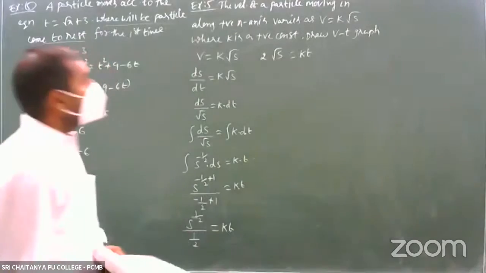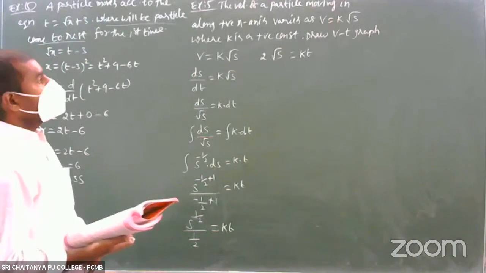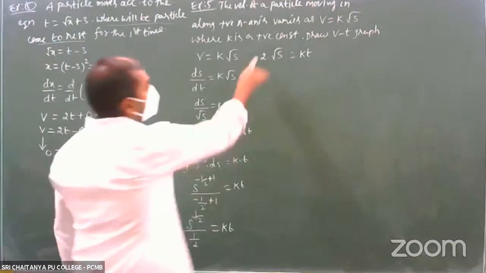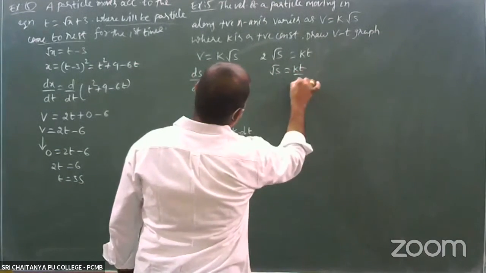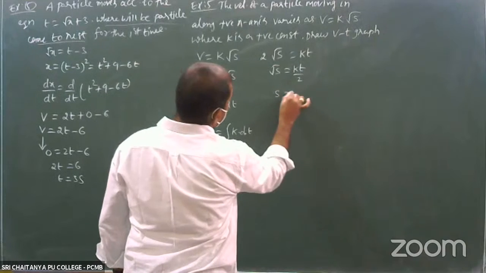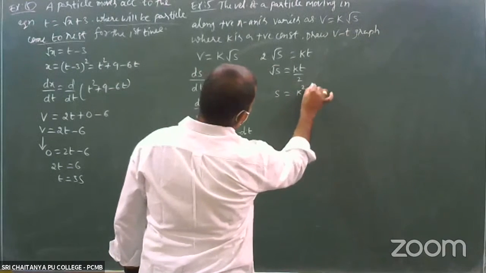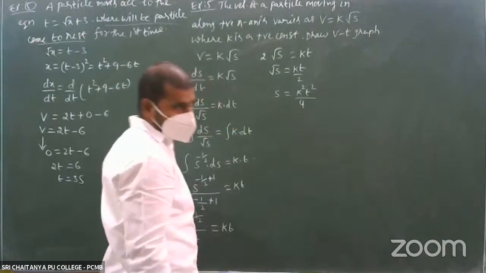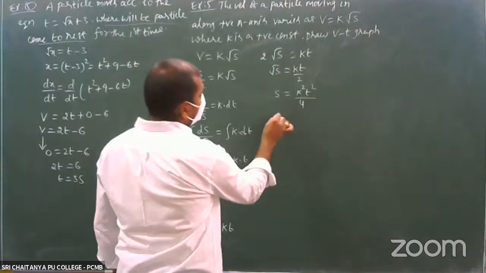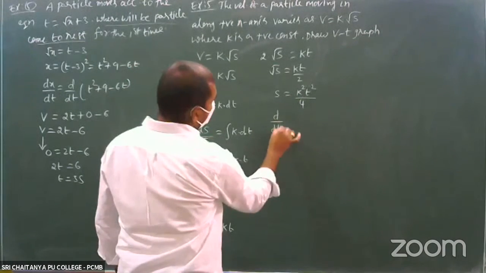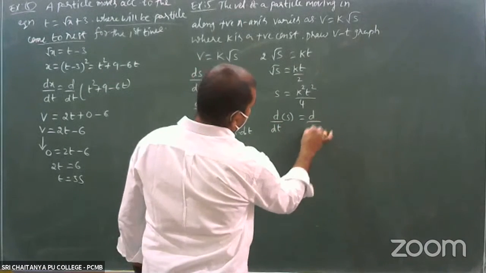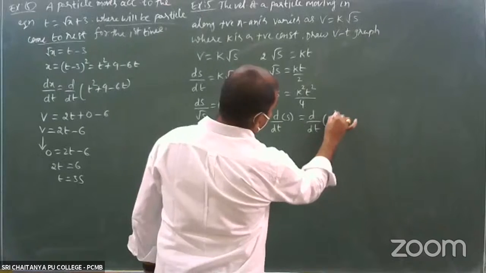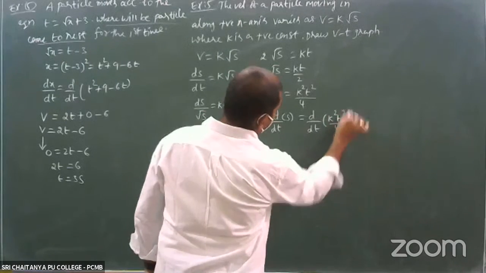What do we have to find here? We should draw the v-t graph. Sending 2 to the right side, root s is equal to kt by 2. Squaring on both sides, s is equal to k square t square by 4. Again, I am differentiating with respect to time: d by dt of s is equal to d by dt of k square t square by 4.